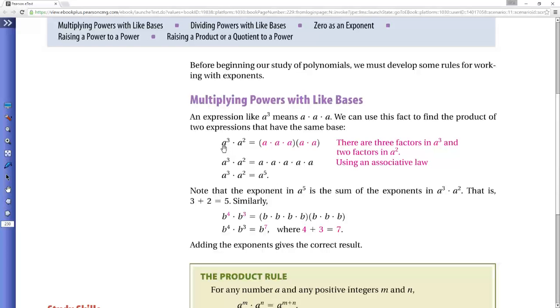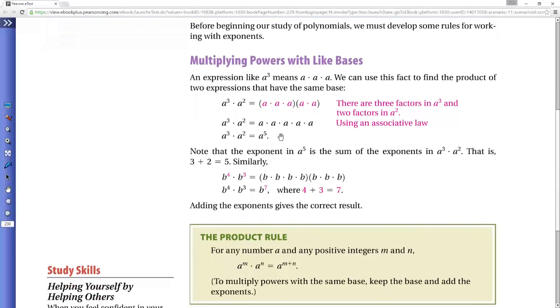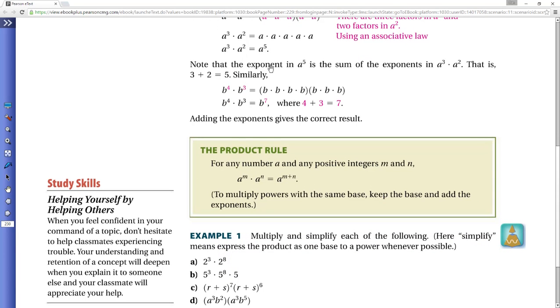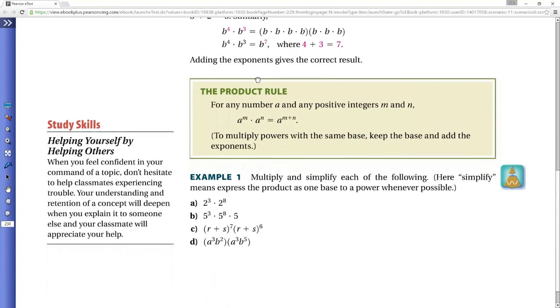The rule that they're going to give us is, if I have like bases, in this case the a's are the same, and I am multiplying, I can just add the exponents as a shortcut, rather than write all that out, make sure I count right, and make sure I put the exponent right. They show another example and say, hey, it looks like we just add the exponents. And that is exactly the rule here.